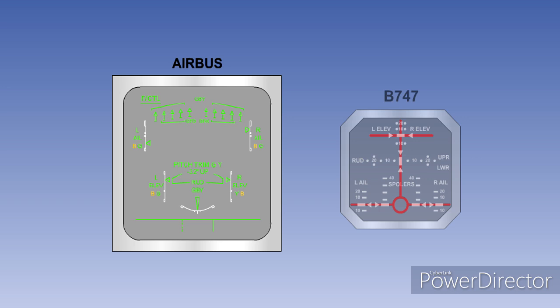The letters beside the individual surface indicators show the status of the hydraulic systems operating the surface. They are normally green, but change to amber in the case of a failure. In this graphic, the blue hydraulic system has failed.